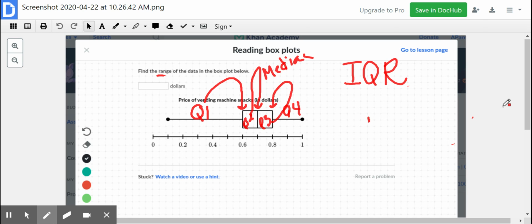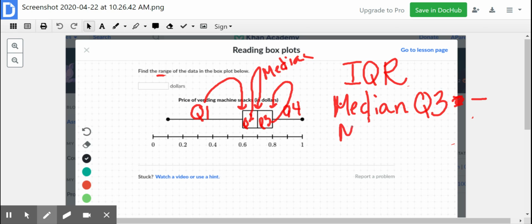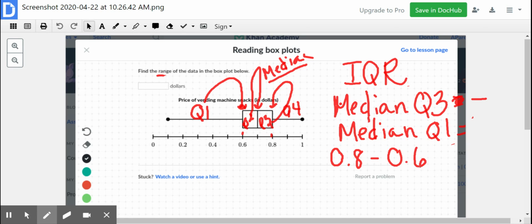So the interquartile range is simply the median of quartile 3 minus the median of quartile 1. I already have that data here on my box plot. This is the median of all my data, but this is what I need for that median of quartile 1, and this is what I need for the median of quartile 3. So if I look at my IQR on here, it's simply 8/10 minus 6/10, which is 2/10.